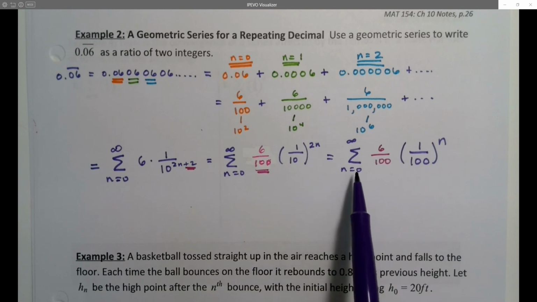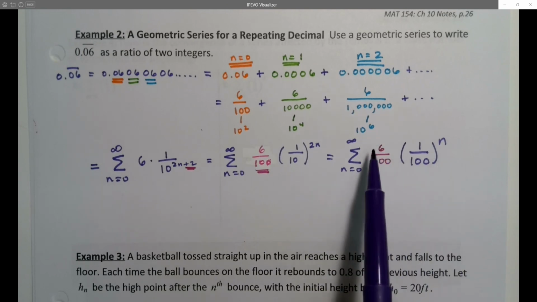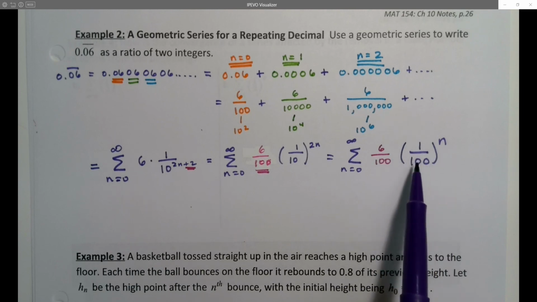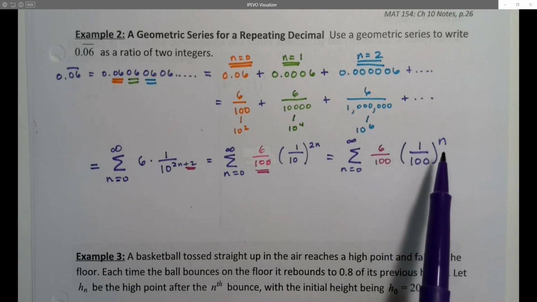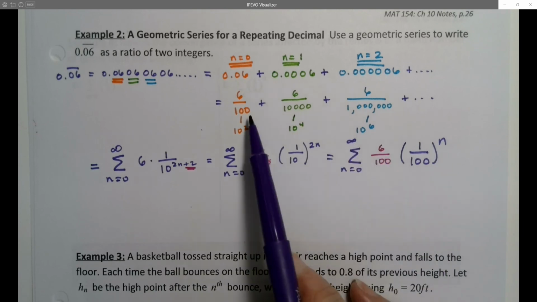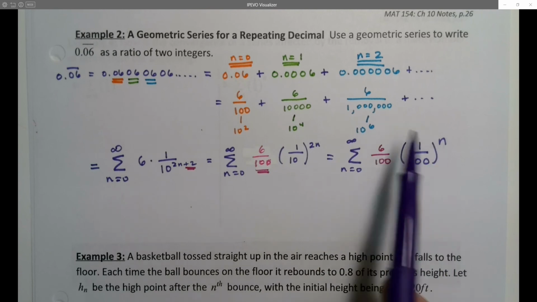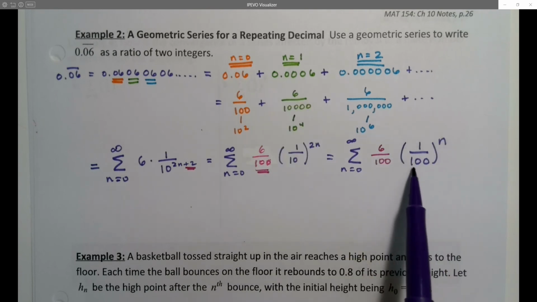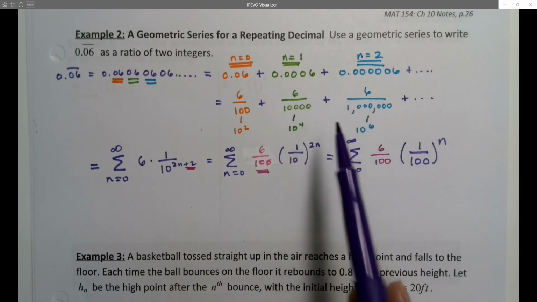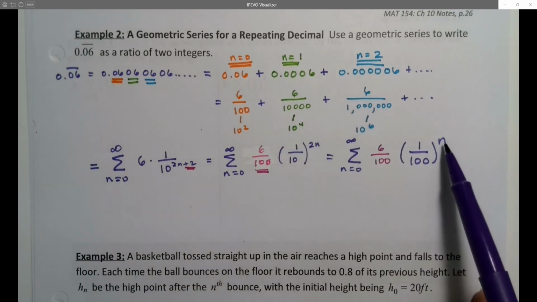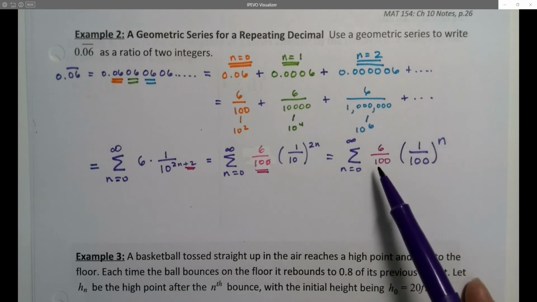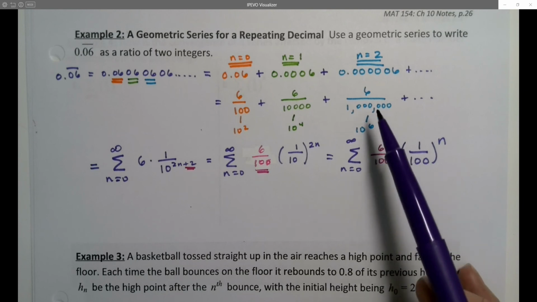So if you put in 0 for n, you'd get 6 over 100, right? Because this whole thing would be 1, right? Anything to the 0 power is 1, other than 0 to the 0, which is indeterminate. We'll deal with that some other time, right? But 6 over 100 times 1 would be 6 over 100. Now, if I put in 1, n equals 1, I would have 1 over 100 times 6 over 100, which is 6 over 10,000. Perfect. Now, if I put in 2, I would have 1 over 10,000 times 6 over 100, which would be 6 over a million. So it works.